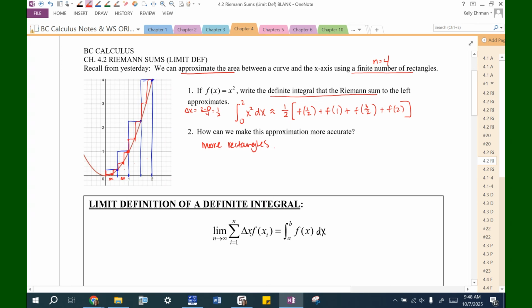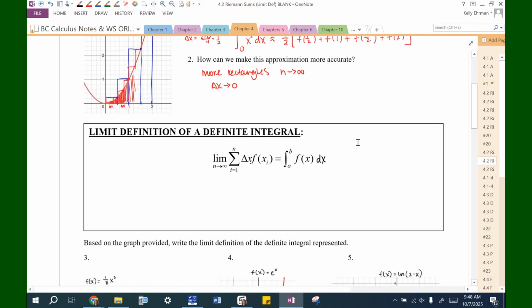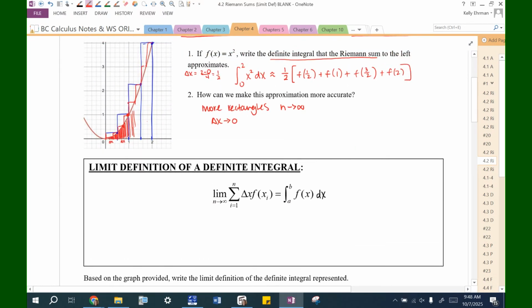So if we need more rectangles, we need n, the number of subintervals, to approach infinity. The reason that's more accurate is it cuts the width down. So delta x approaches 0. If you think about having very skinny rectangles here, it's like you're filling in the lines, like with little lines here, you're filling in what the area is under that curve. So if you're allowing things to approach infinity or 0, that uses limit notation. So a definite integral can be defined as a limit.